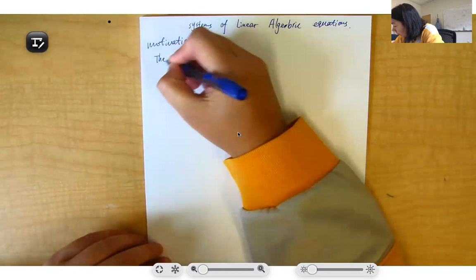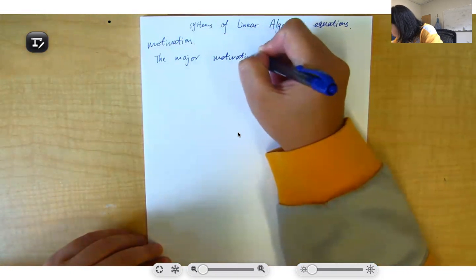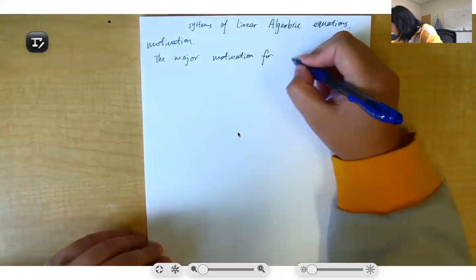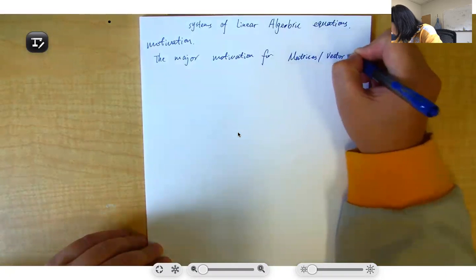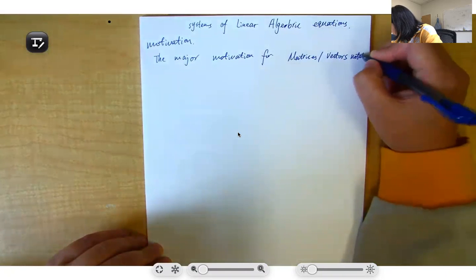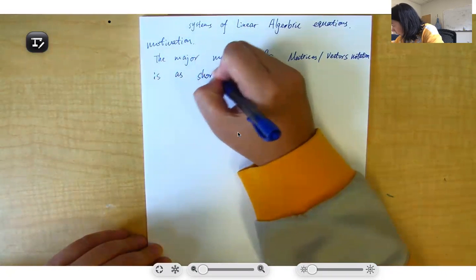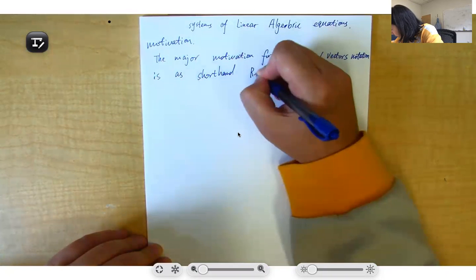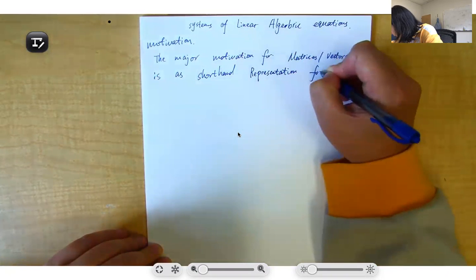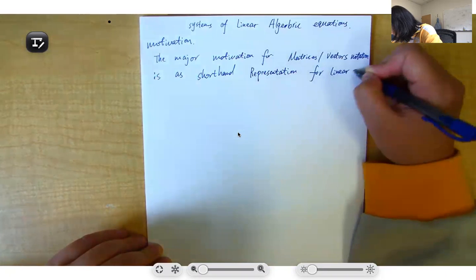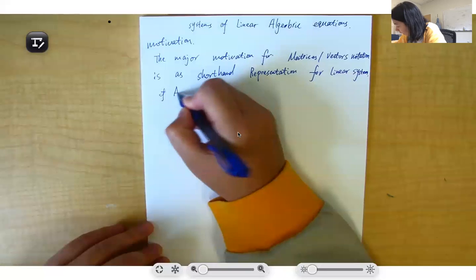The major motivation for matrices and vectors notation is as a shorthand representation for linear systems of algebra equations.